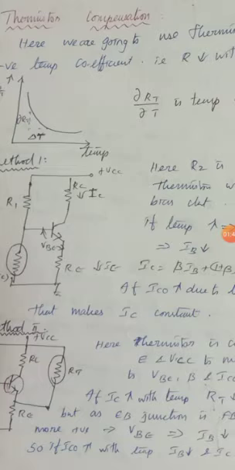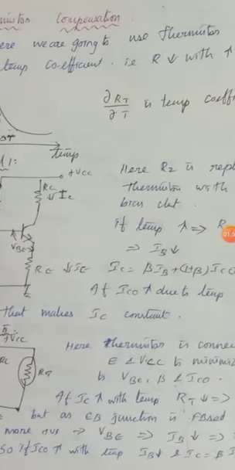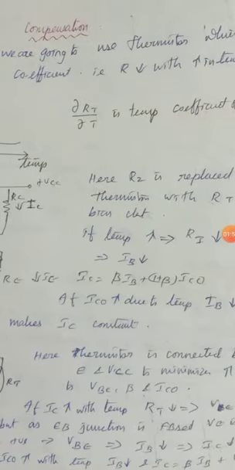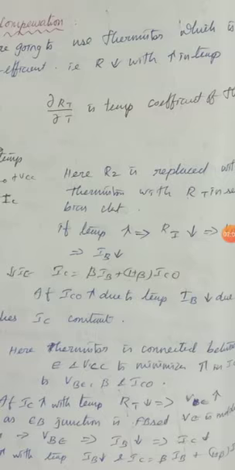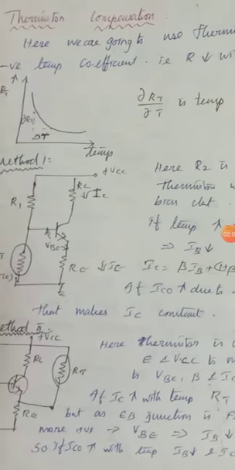Here we are connecting RT between VCC and emitter. So if there is any increase in IC due to temperature, the RT value will be reduced. This causes the potential drop across it, VE at the emitter, to increase. But as the emitter base junction is forward biased, this IE value is more positive. So VBE will be decreased.